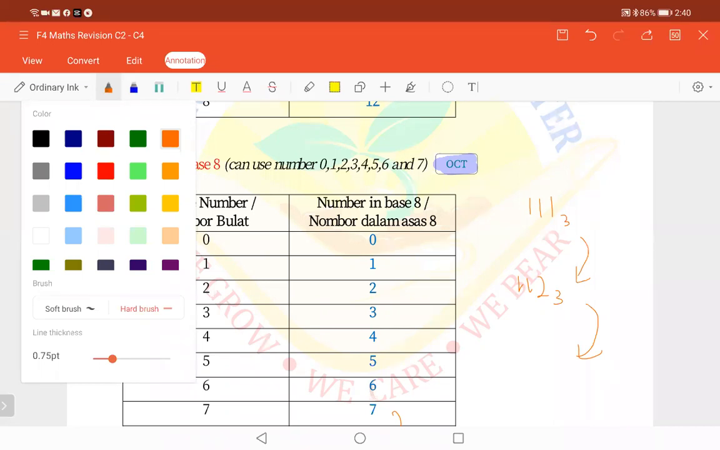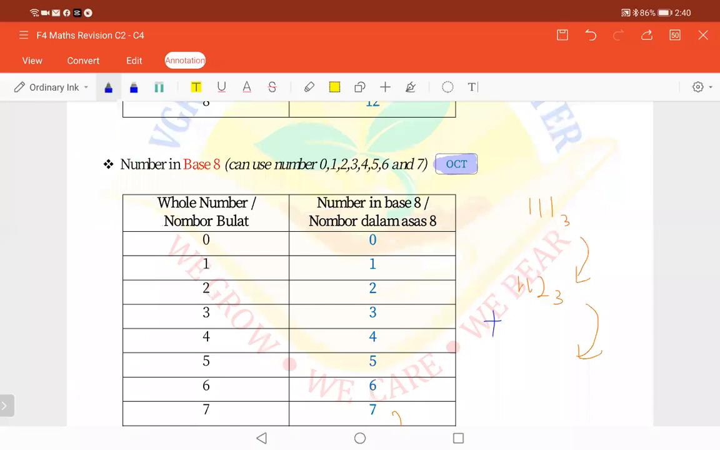122. Okay, how to know the next number? We can plus 1. You see 2 plus 1 is already 3, right? Cannot appear 3. So we have to add in 1 here, 0. So 1 plus 1, 2. Bring down the 1. So the answer is 120 in base 3. If you want to know the next number, you can just plus 1. So the answer is 120.